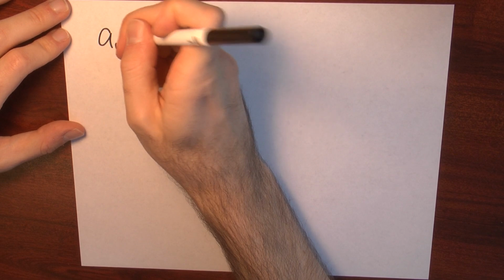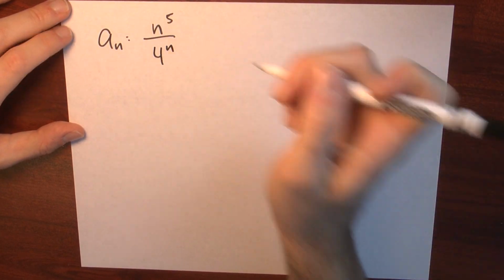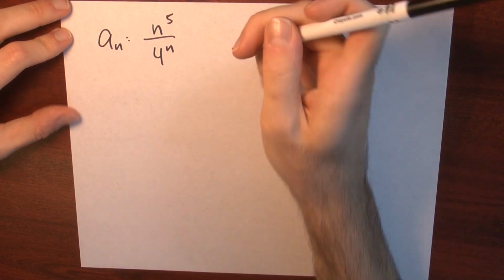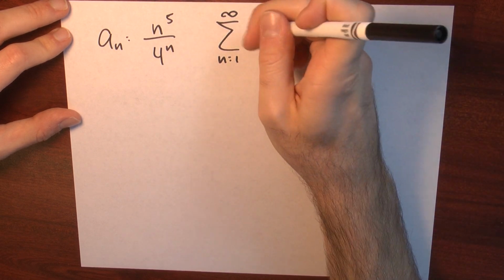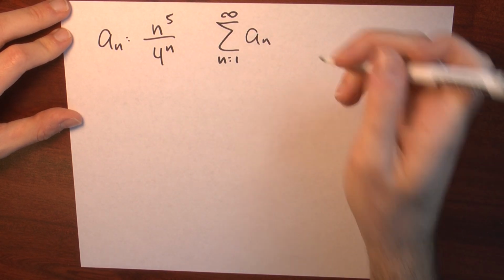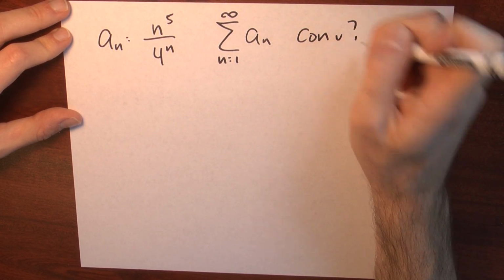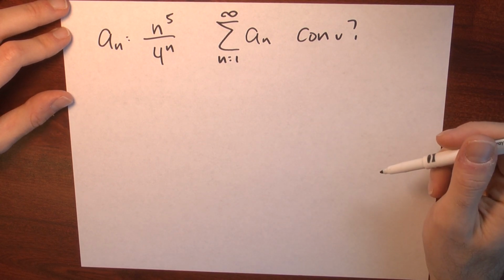Let me just give some names to these things. Let's say that a sub n is n to the 5th over 4 to the n. And what I'm trying to determine is the sum n goes from 1 to infinity of a sub n. Well, I'm probably not going to actually determine this value, but I'm just trying to answer the question of whether or not that series converges or diverges.